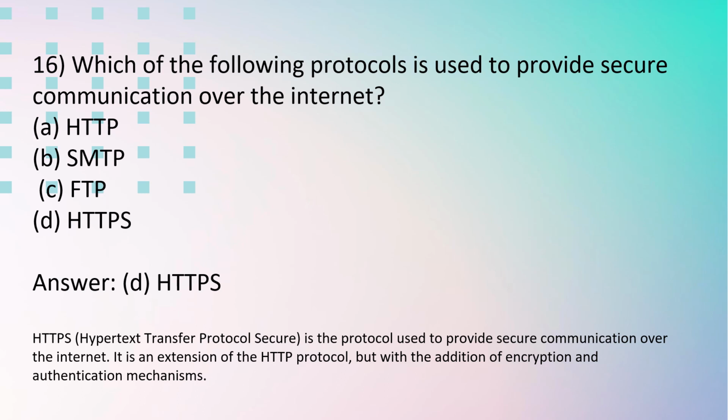Next question is, which of the following protocols is used to provide secure communication over the internet? The answer is HTTPS. HTTPS, Hypertext Transfer Protocol Secure, is a protocol used to provide secure communication over the internet. It is an extension of the HTTP protocol, but with the addition of encryption and authentication mechanisms.